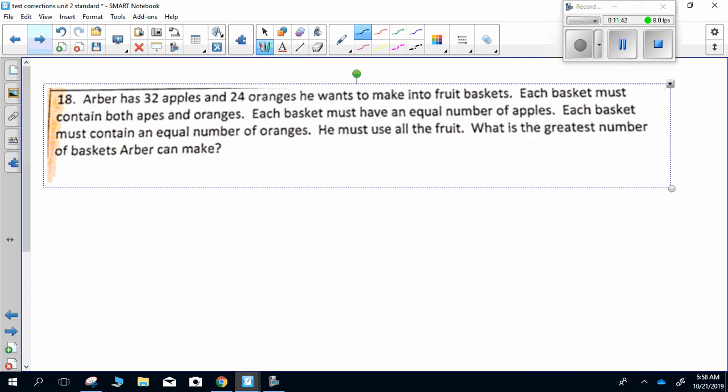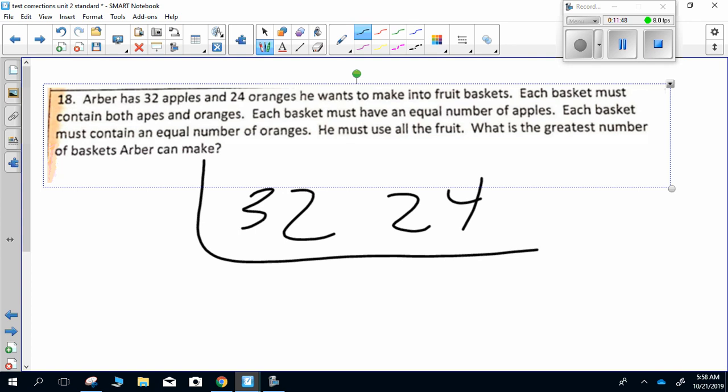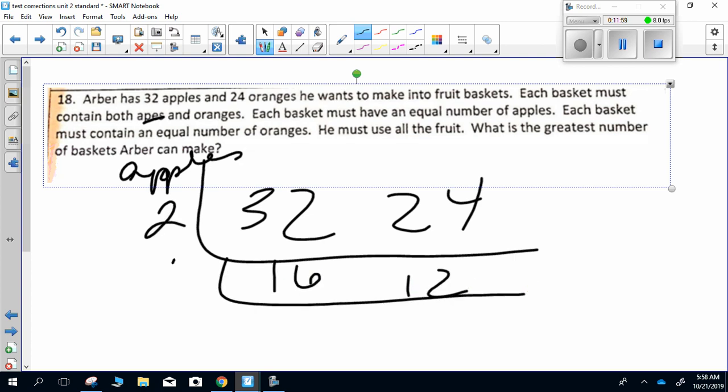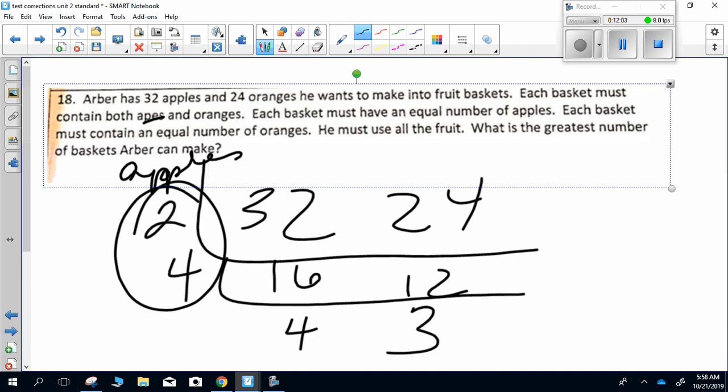And then the final question, no, 2 more. Arbor has 32 apples and 24 oranges. Each one must hold the same number of apples. Remember that was the one where we had 8 and oranges. I can divide these by 2, get 16 and 12. I can divide those both by 4, which gives me 4 and 3. He can make 8 baskets.